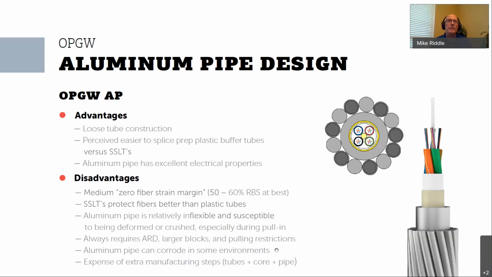There are some environments, and that includes here in Texas, where the aluminum pipe can corrode away. Here in Texas, it's because of buzzards landing on cables and pooping on them, and their poop is really acidic. This type of cable does have extra manufacturing steps, and that does mean it.